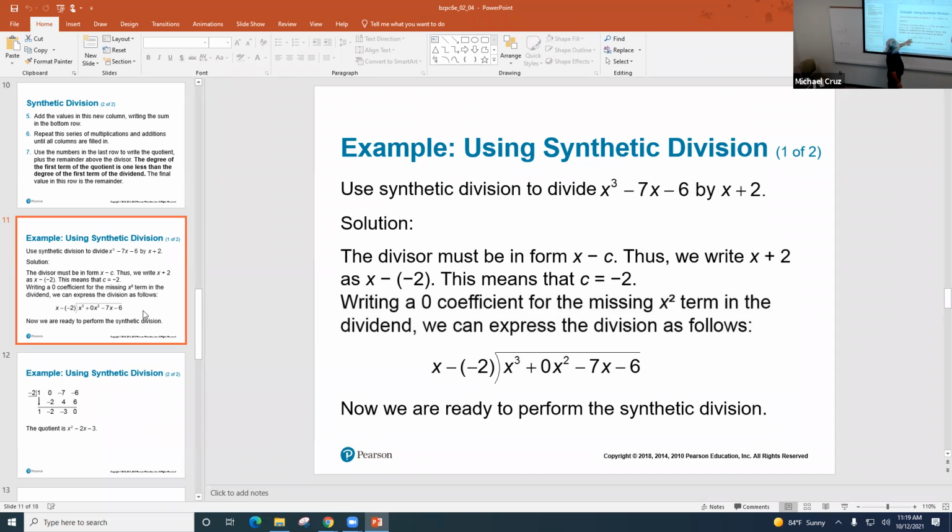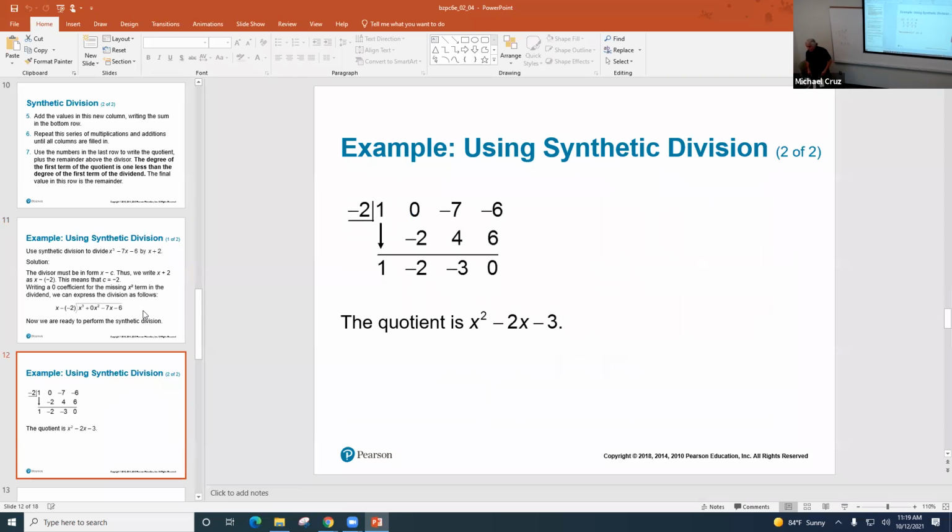So what we're going to do is, if we were to set it up as long division, it would look like this. And you can change it back to x plus 2, but I'm just saying this. That's why we're going to be using a negative 2 here as our C, and watch how the synthetic division works. It's a lot simpler.